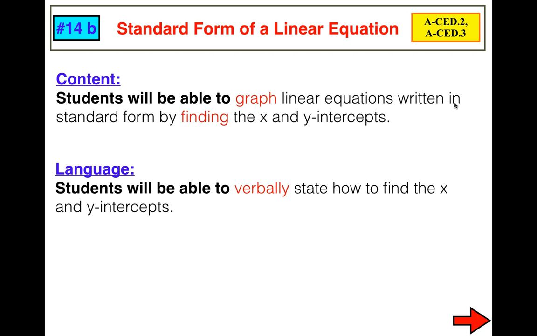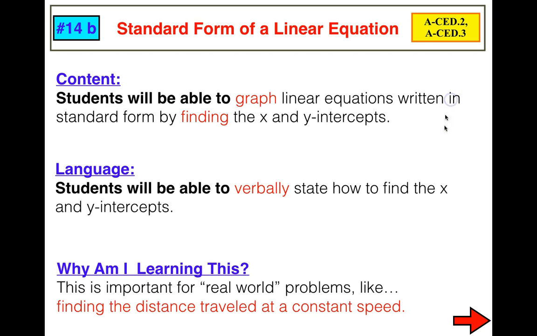Our language objective is students will be able to verbally state how to find the x and y intercepts. And why am I learning this? Well, it's important for solving real-world problems, such as finding the distance traveled at a constant speed.